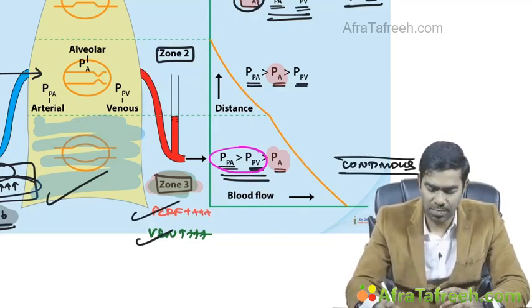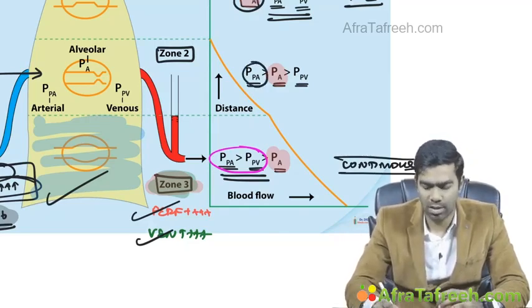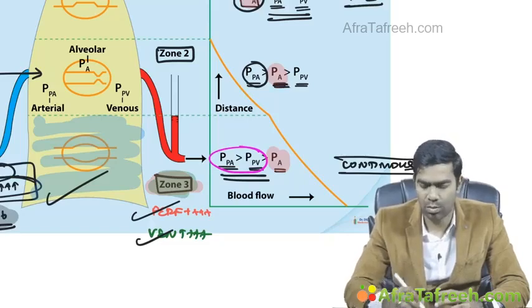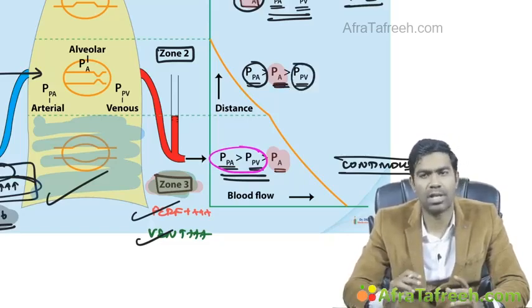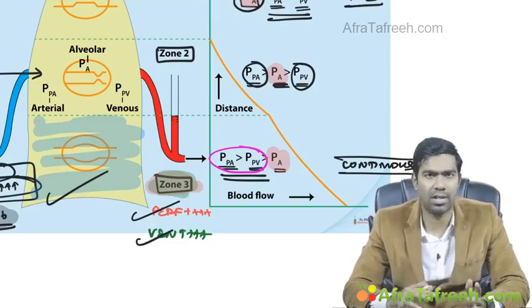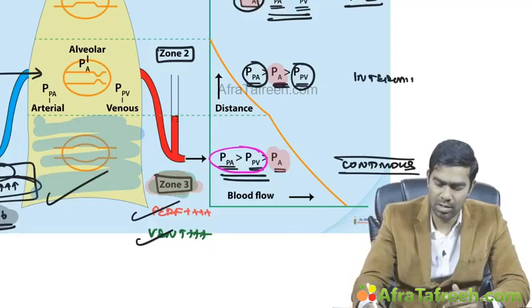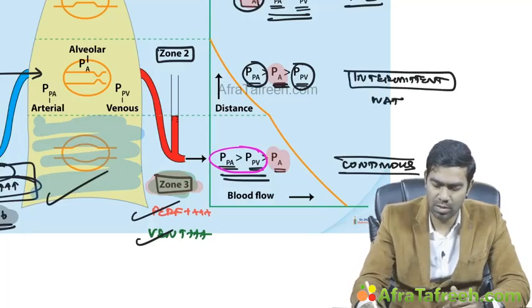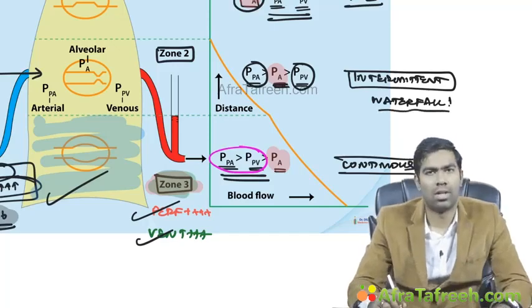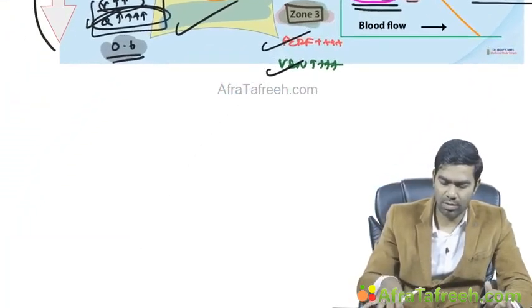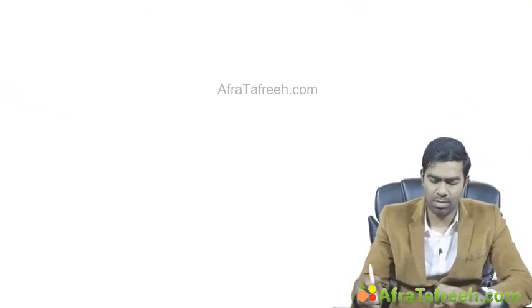But here you can see the arterial pressure is more than the alveolar pressure, which is more than the venous pressure, which means alveolar pressure is somewhere between the artery and the vein. So depending on the phase of the respiration, you will get intermittent blood flow. That's why this region is also referred to as the waterfall zone. Clear? So now let us see it in a tabular form.